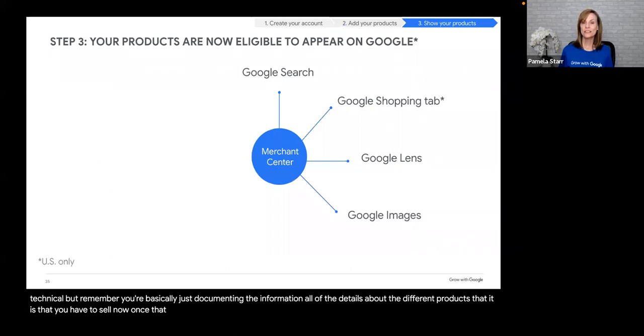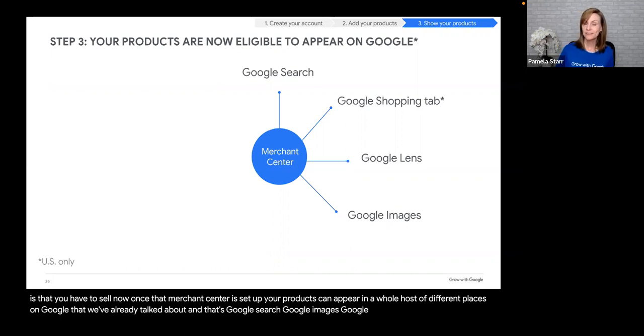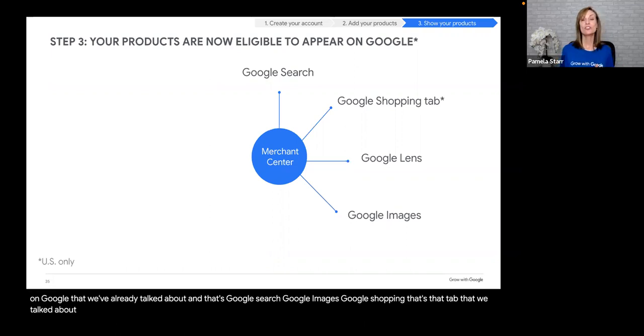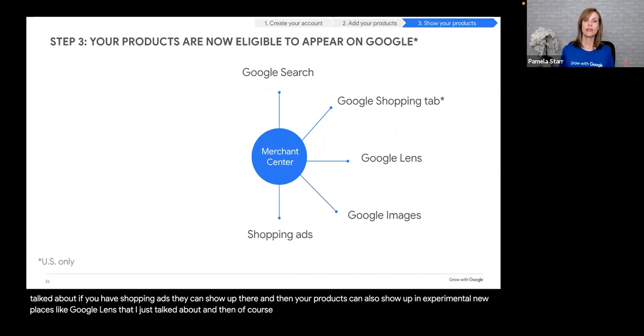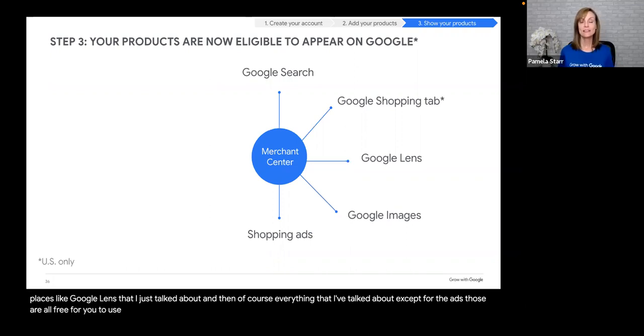Now, once the Merchant Center is set up, your products can appear in a whole host of different places on Google that we've already talked about. That's Google Search, Google Images, Google Shopping, that tab that we talked about. If you have shopping ads, they can show up there. And then your products can also show up in experimental new places like Google Lens that I just talked about. And then, of course, everything that I've talked about except for the ads, those are all free for you to use. Shopping ads are not free. Again, I would much rather talk about free things than things that are not free. So I'm not going to focus a whole lot on shopping ads in today's webinar.